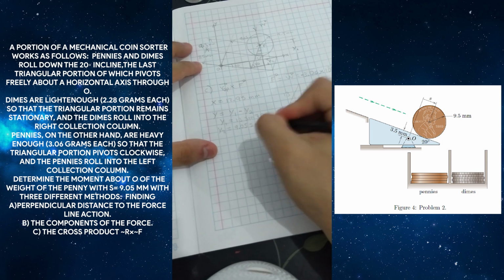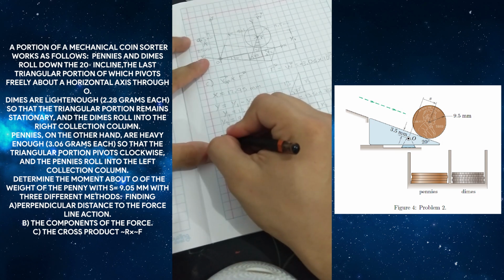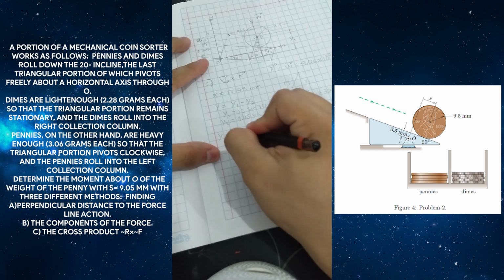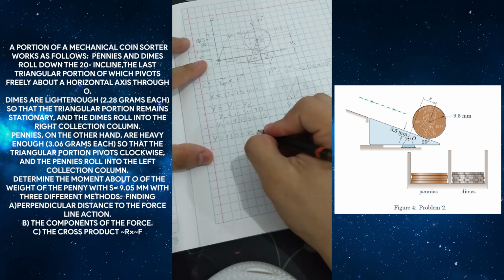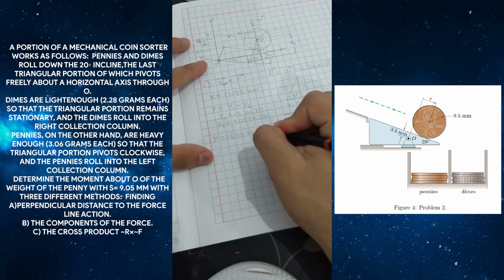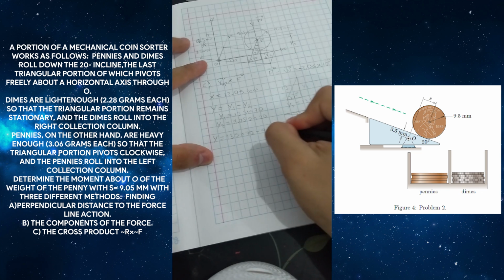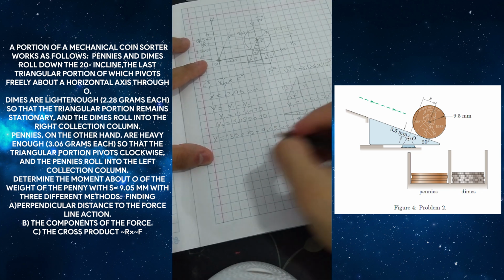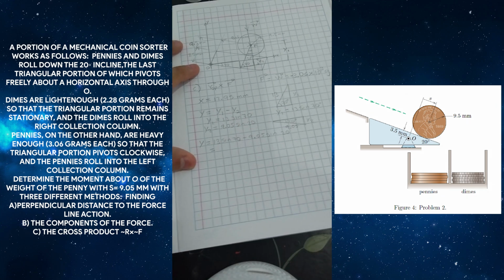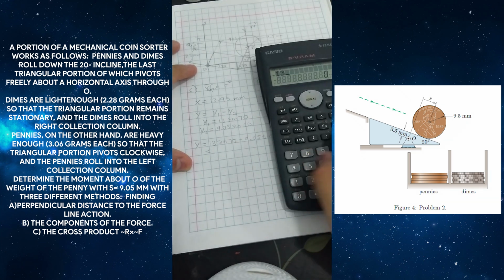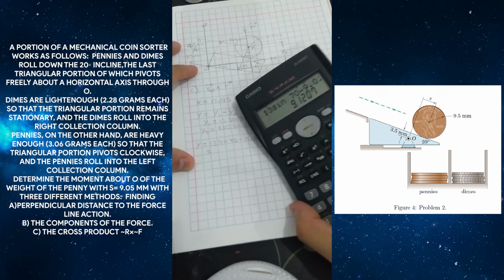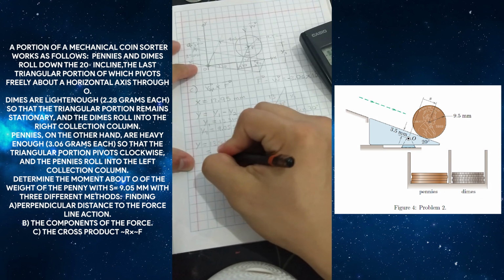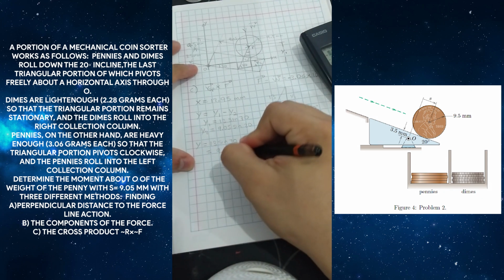sine of 20 degrees. Therefore, y is equal to 13 sine of 70 degrees minus 9.05 times sine of 20 degrees. And y is going to be 13 times sine of 70 minus 9.05 sine of 20 degrees, which is 9.12 millimeters.